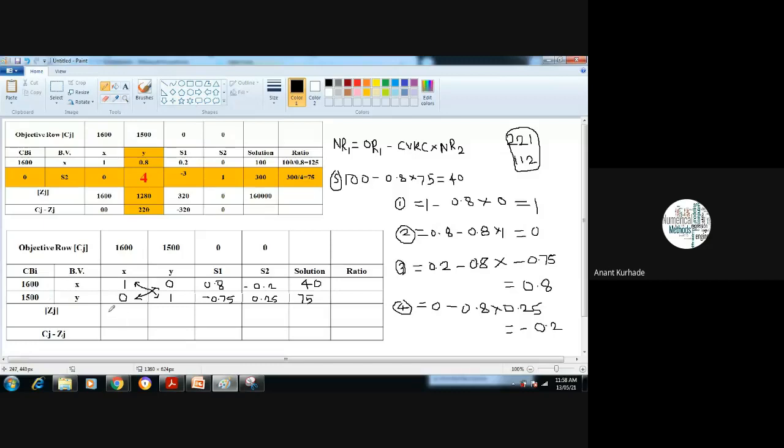1600, 1500. It is 1600, correct? Now here it is 1500. Now tell me, for this, 1600 into 0.8, okay, plus 1500 into 0.75. What is the answer? 1600 into 0.8 plus 1500 into minus 0.75.